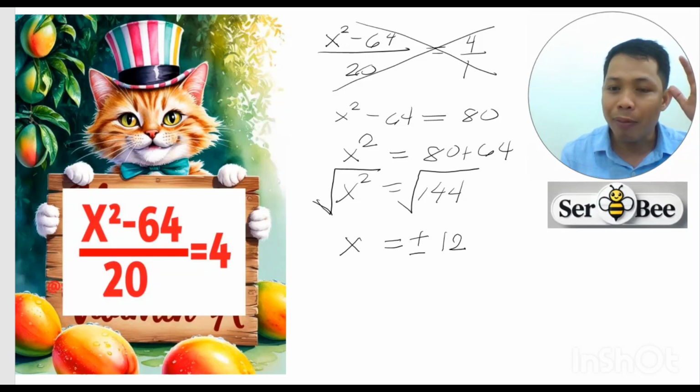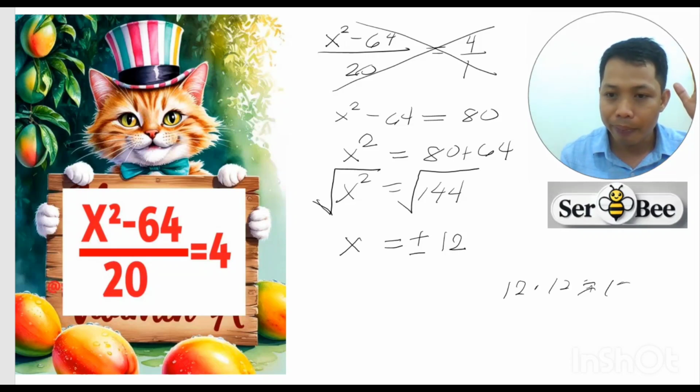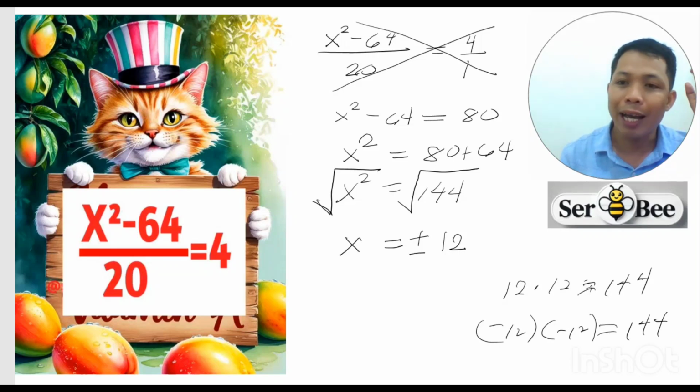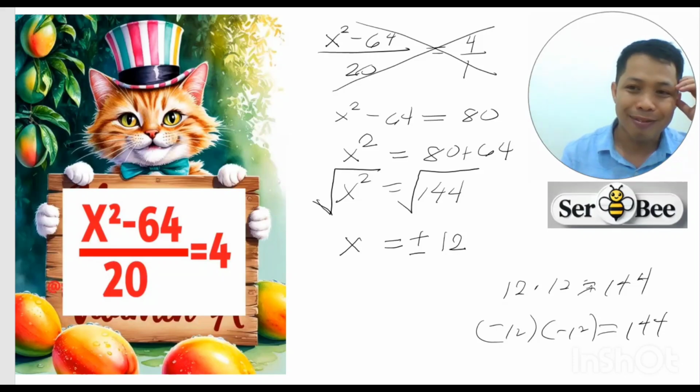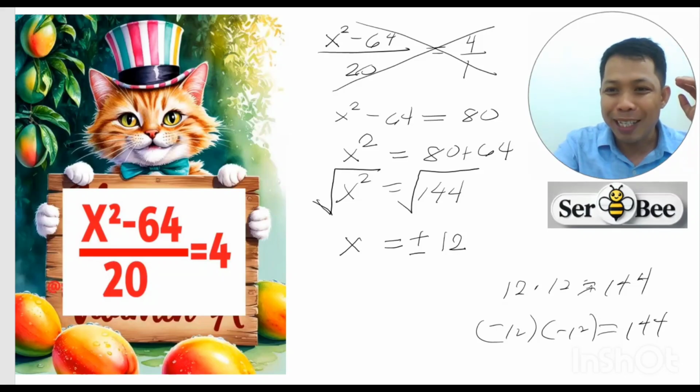Why positive or negative 12? Because 12 times 12 is 144. Also, negative 12 multiplied by negative 12 is also 144. So therefore, our answers to this problem are positive 12 or negative 12.